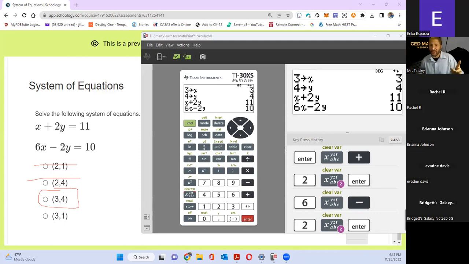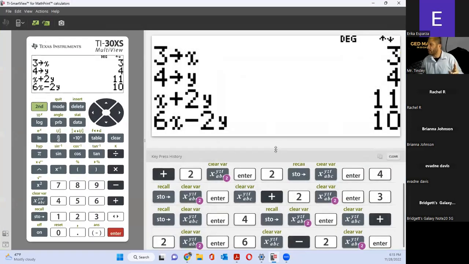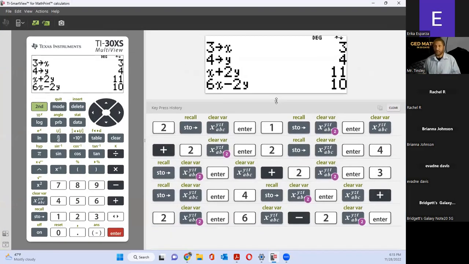Okay, so let me save this. Let me clear it for one second. And let me increase the size of the calculator so you can see it. So when you go back over this tonight and you have your calculator, I want you to go through step by step and say, man, this is much easier than trying to solve this algebraically.